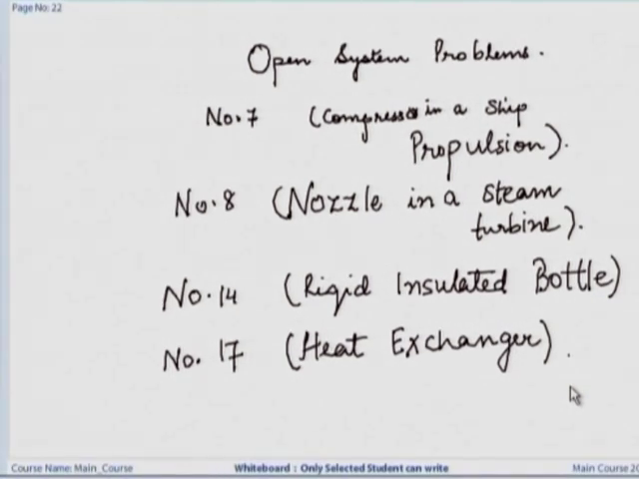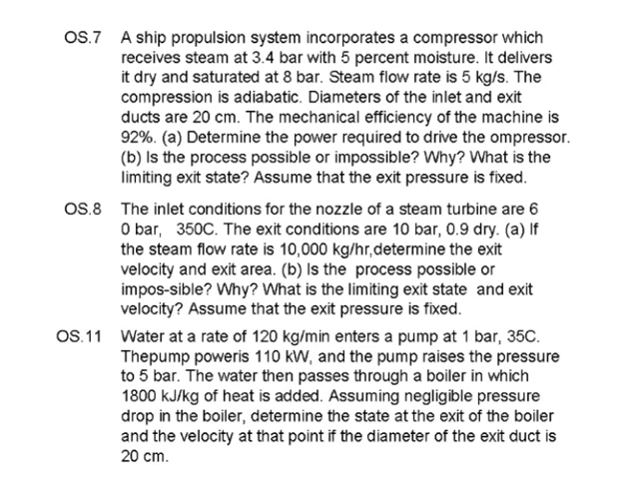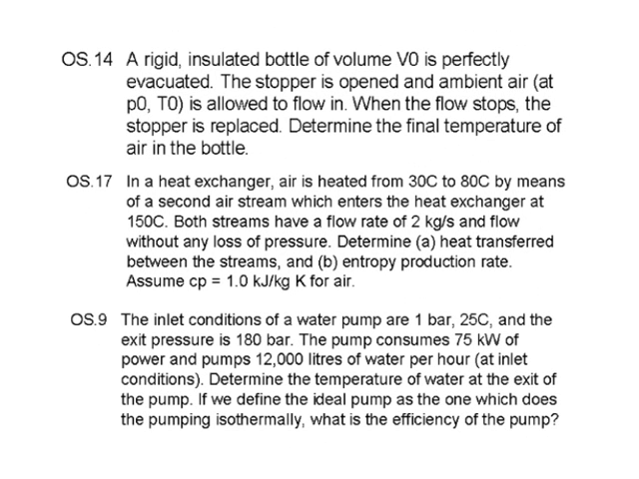Okay, so these are the four problems that I have written in the open system tutorial sheet. Problem number 7 relates to a compressor in a ship propulsion system. Problem number 8 is regarding a nozzle in a steam turbine. Problem number 14 is a rigid insulated bottle which is perfectly evacuated and you let air flow in. And problem number 17 is with regard to a heat exchanger. So please do these questions, and I think I will be ready to take questions now.